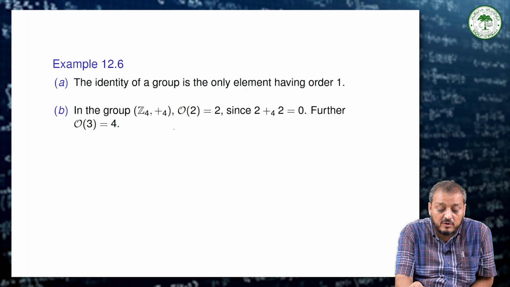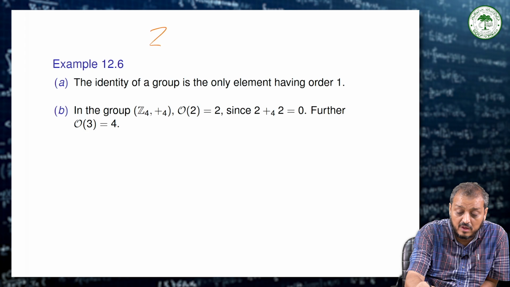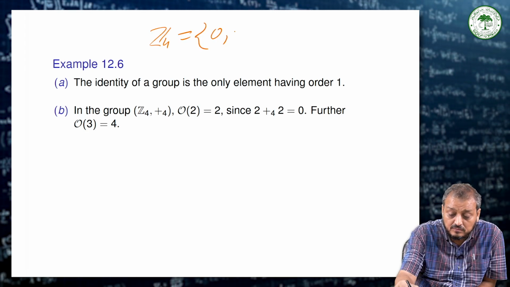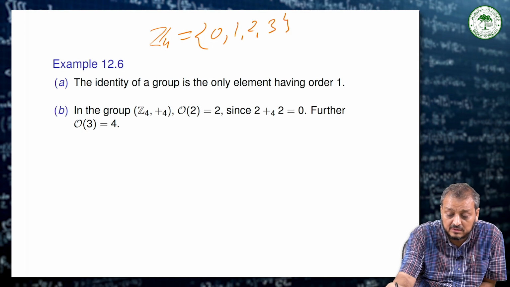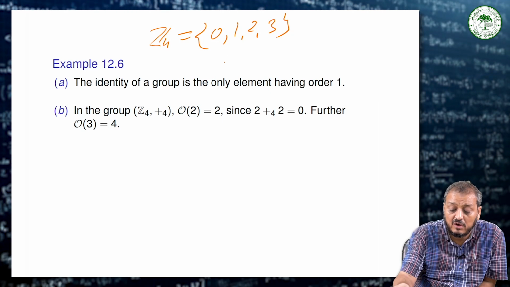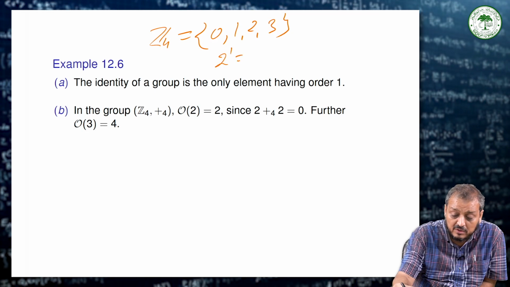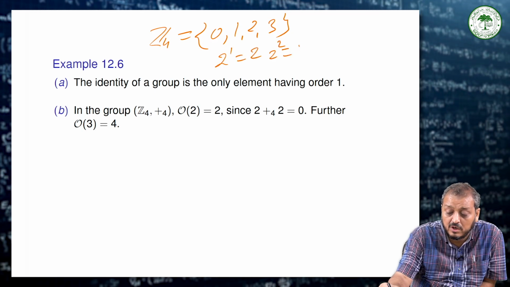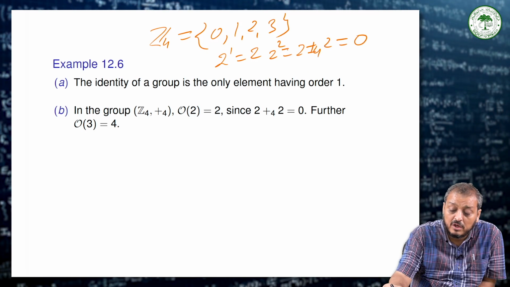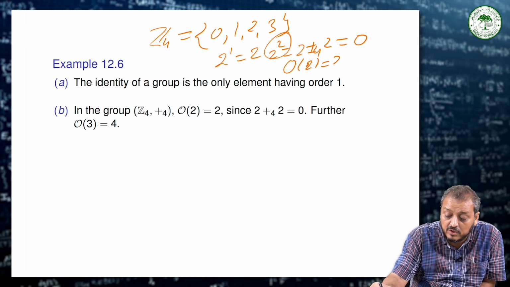For example, take Z4 under addition modulo 4. The elements of Z4 are 0, 1, 2 and 3. We find the order of 2. To find the order of 2, we take 2 to the power 1, which is 2. Then 2 to the power 2 is 2 plus 2 addition modulo 4, which is 0. So the power 2 gives identity, and the order of 2 is equal to 2.